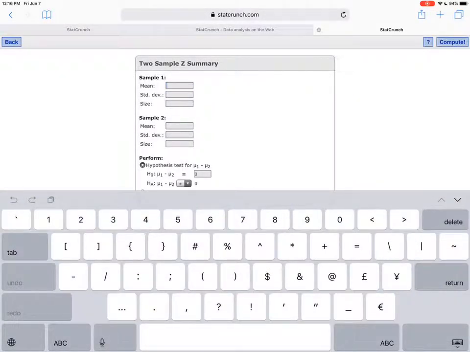So my sample one had a mean of 55,950. It had a standard deviation of 6,200. And the sample size was 100. Do the same thing for the second group. I had a sample mean of 51,100. I had a standard deviation of 5,575 and sample size of 100.